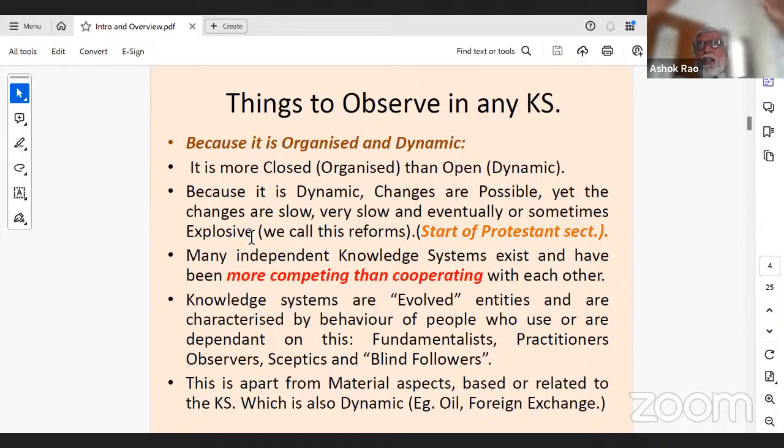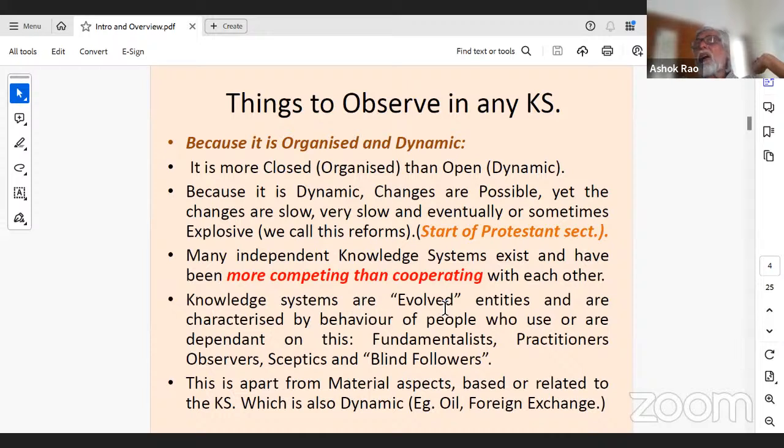So the question is, what kind of changes are permitted, should be accepted, can be accommodated, can be perceived, so many sorts. Okay. Many independent knowledge systems exist and have been more competing than cooperating. This is one thing that we see. In fact, if you go to allopathic doctor and say, I was taking Unani or homeopathy medicine, they will say, oh, that is all quack, bogus. Okay. So the problem with the knowledge systems is that openness is very less. They become very rigid.